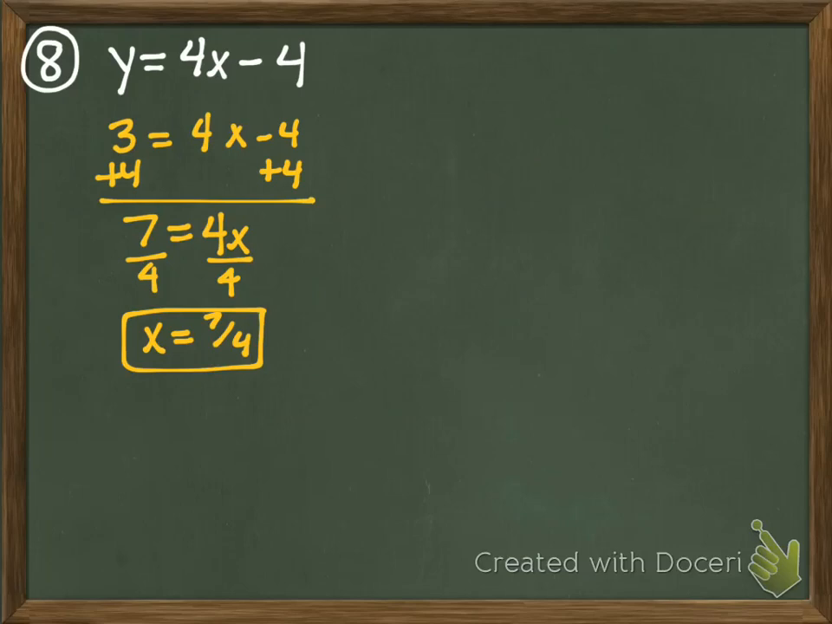Okay? So for the grand finale, what's that point? That is 7/4 and 3. Perfect.